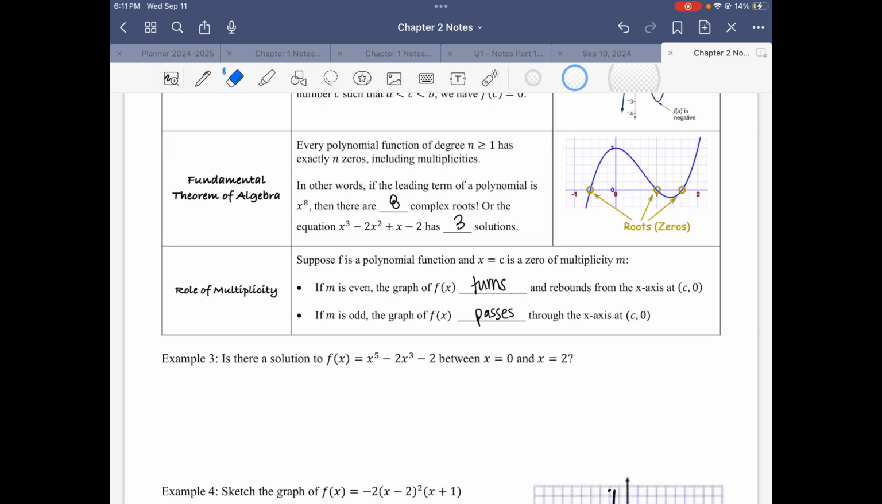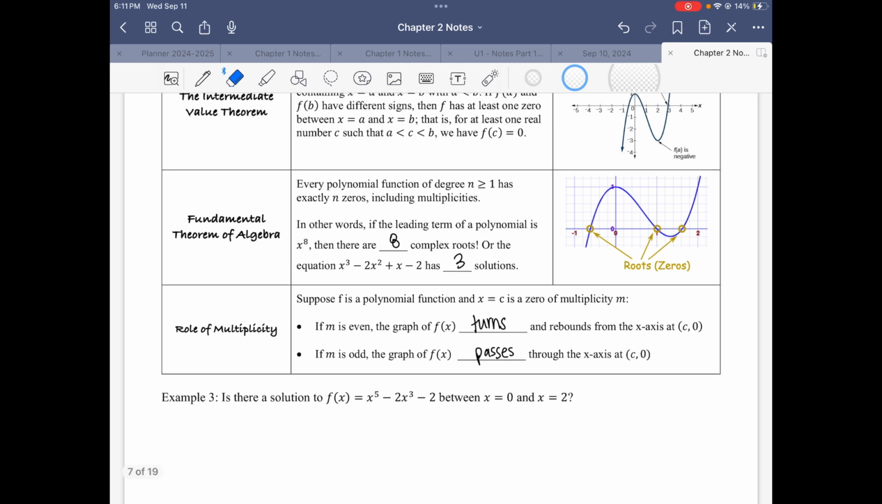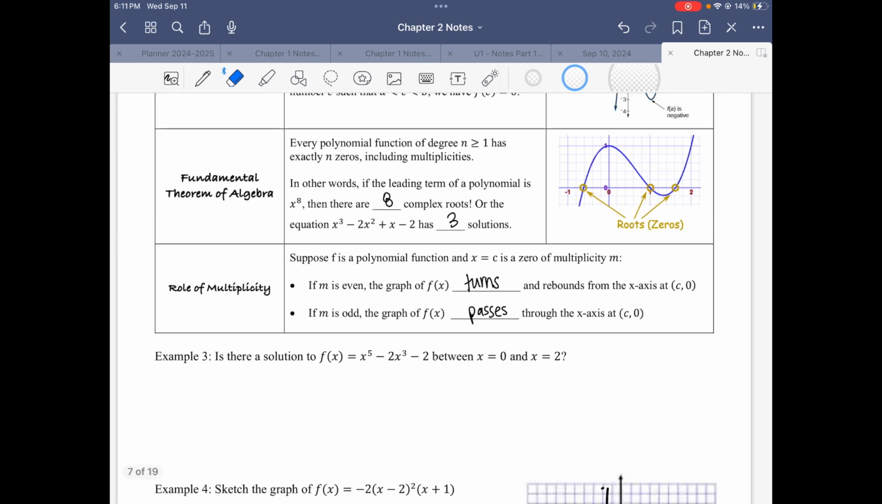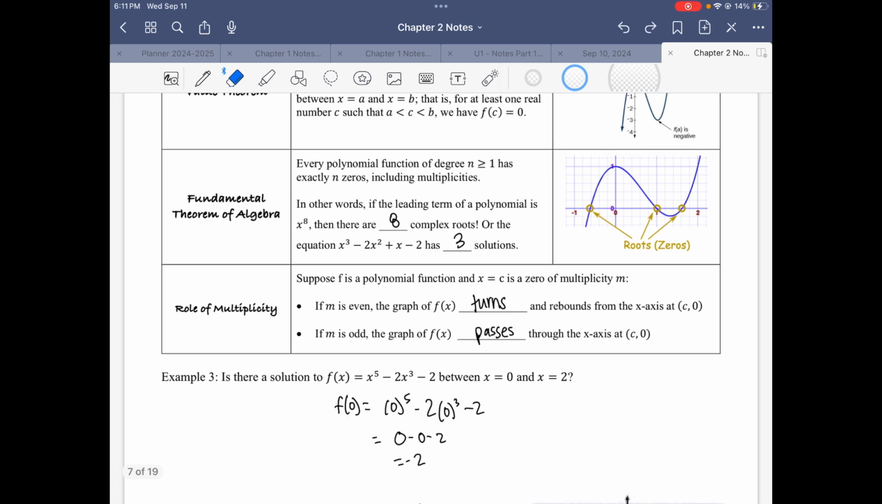This question, is there a solution to this polynomial between x equals 0 and x equals 2? We use the intermediate value theorem. So we find f of 0. Okay, f of 0 is negative 2. And then we're going to go ahead and plug 2 in and find f of 2. So that comes out this way. You'll notice that 14 is positive. So somewhere between 0 and 2, we went from a negative y value to a positive y value. So the answer is yes.